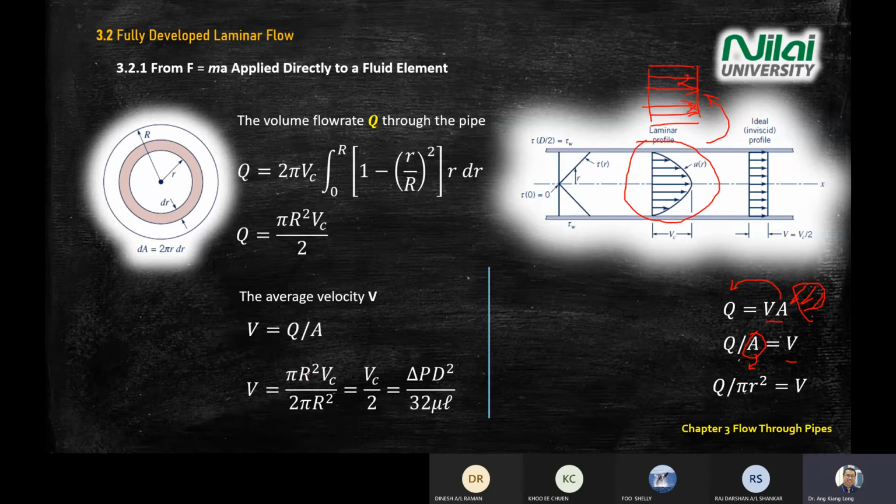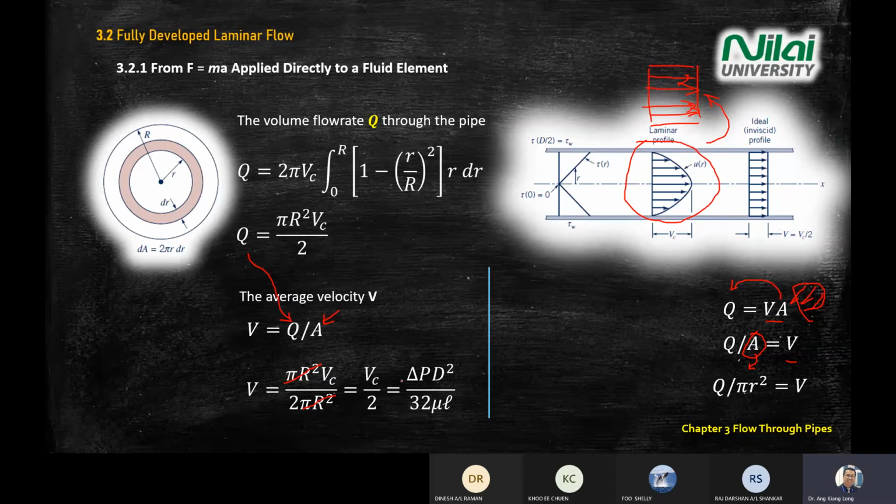By having that, you rewrite the equation above, meaning you see here, V equal to Q over A. Then you substitute the Q definition from above inside here. The A is pi r square. So you'll get this form: pi r square Vc divided by 2 pi r square. And you cancel this one, cancel this one. You'll get Vc divided by 2.